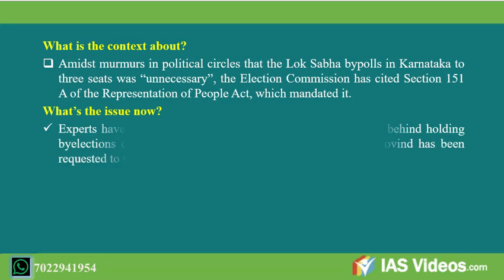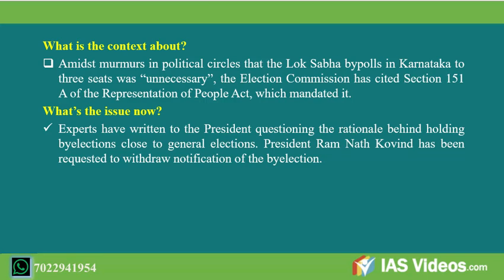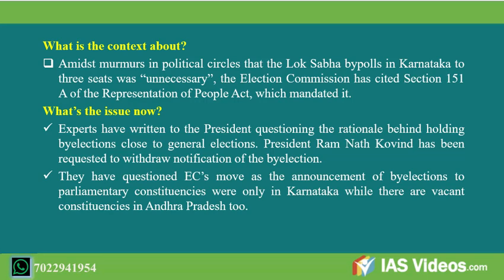What is the issue now? Experts have written to the President questioning the rationale behind holding by-elections close to general elections. President Ramnath Kovind has been requested to withdraw the notification of the by-election. They have questioned EC's move as the announcement of by-elections to parliamentary constituencies was only in Karnataka, while there are vacant constituencies in Andhra Pradesh too.